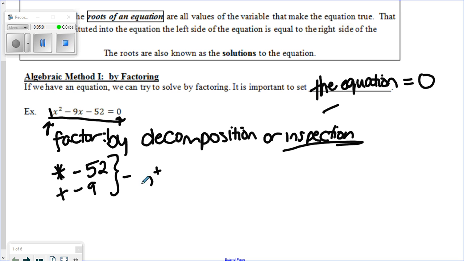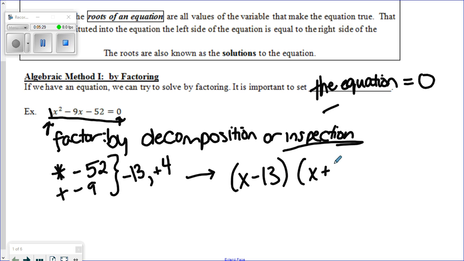6 doesn't work, whatever. You could write out all of your factors of 52. I'm just going to keep going. So our factors are 13 and 4. We know, again, the bigger number needs to be negative since it adds to negative 9. So negative 13, positive 4. So what that gives us is we just put it in. So x minus 13 times x plus 4. And again, this is all equal to 0.